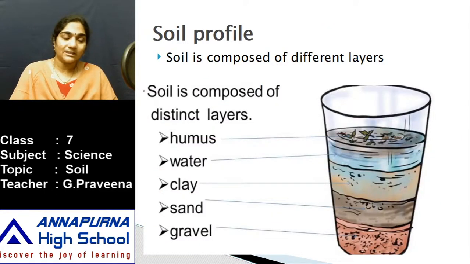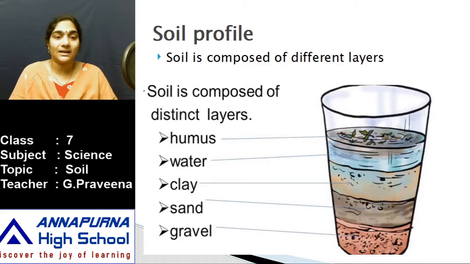Now let us discuss the different layers that the soil is composed of. These different layers are what we call the soil profile. Soil is composed of different layers. To find this, you have to perform an activity. Take some soil from the earth, and take a beaker and fill it with three-fourths of water. Add a fistful of the soil to this water, try to dissolve it, and let it be undisturbed for some time so that the soil particles settle down.